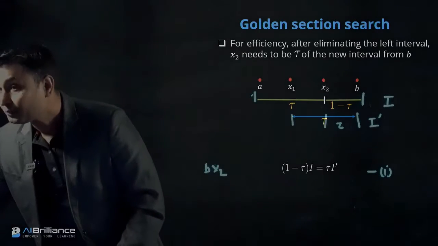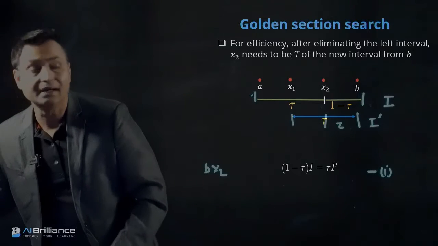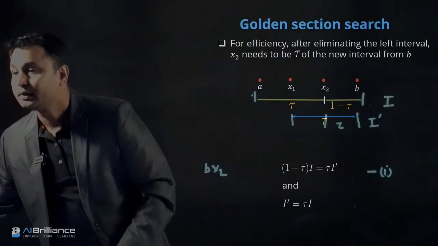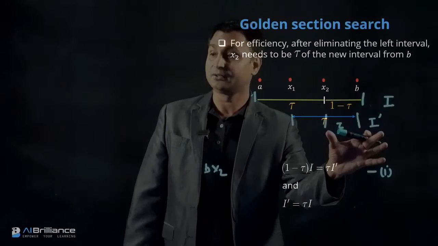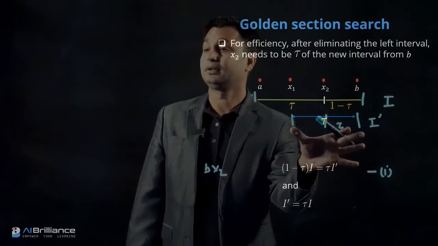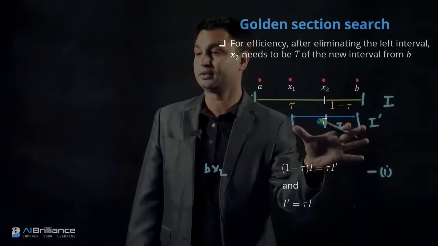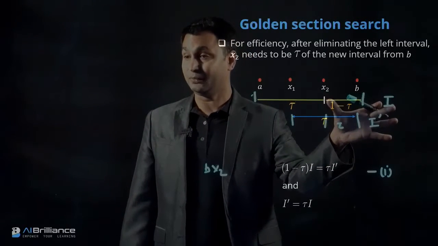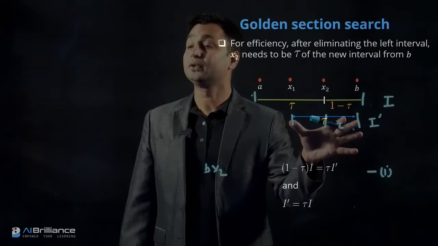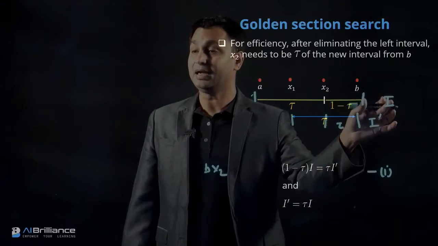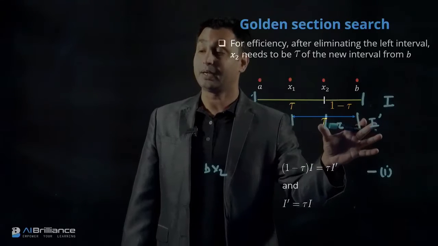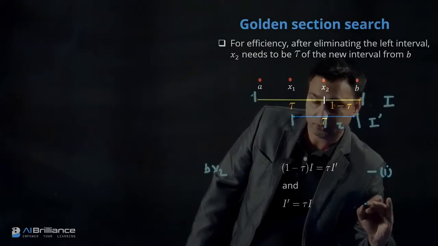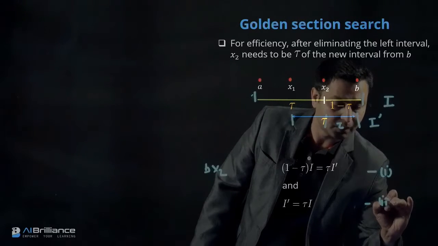And the second equation that we can write is relating I and I dash itself. We know that I dash is tau times I. So this distance x1 was tau I1, and that is the new interval that we have, which is I dash. So tau times I is equal to I dash, and that is something we can write here. This gives me a second equation, so this becomes my equation 2.